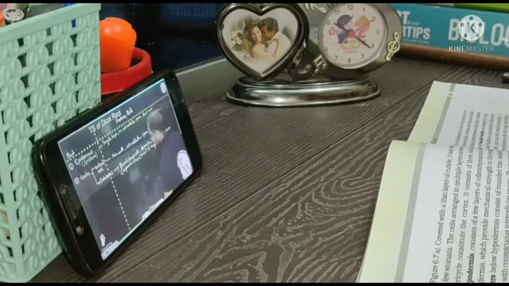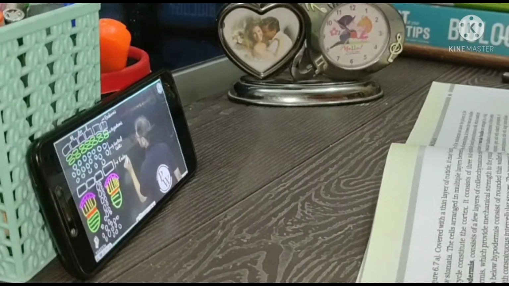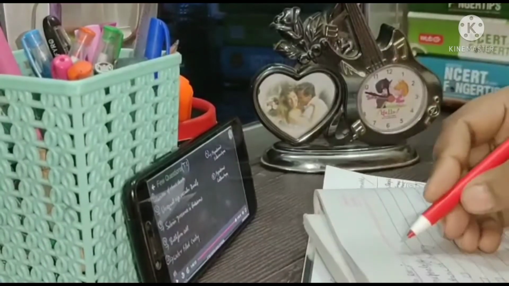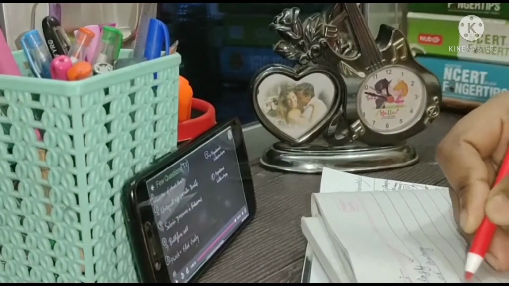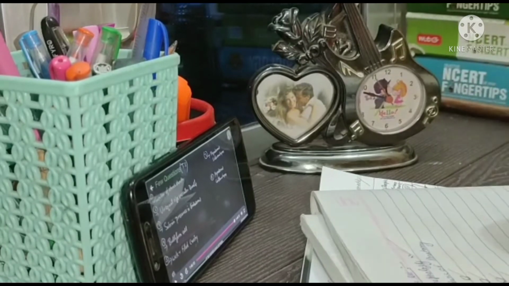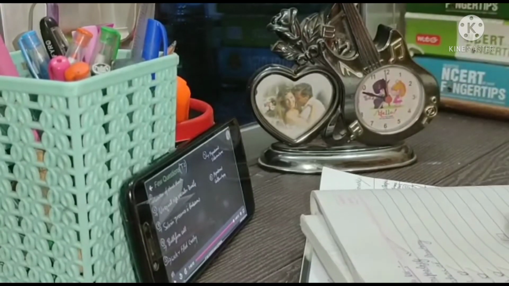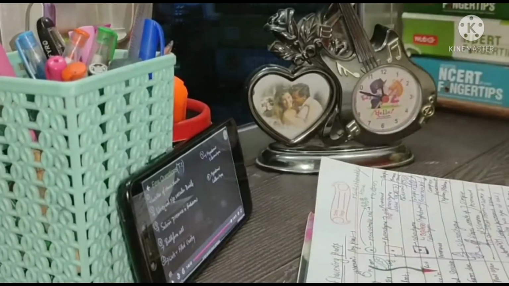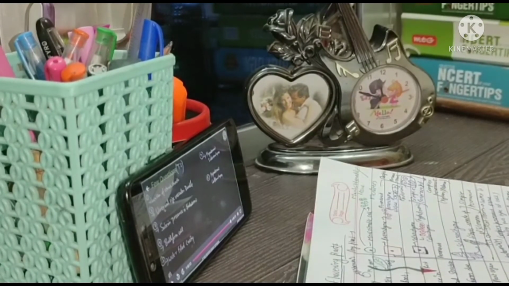By the way, this is the fourth lecture of plant anatomy. Okay, so I'm done with four lectures of plant anatomy and revision of morphology, and now I'm gonna make notes of this chapter. And I think I'll continue the last lecture, I mean the fifth lecture of this chapter, tomorrow.